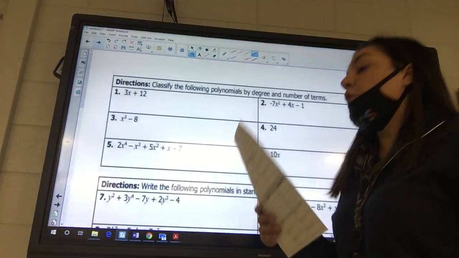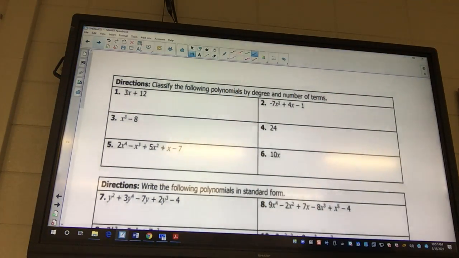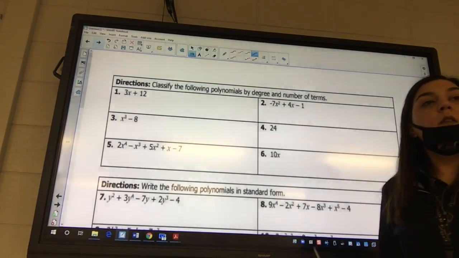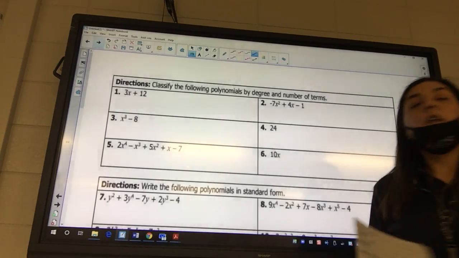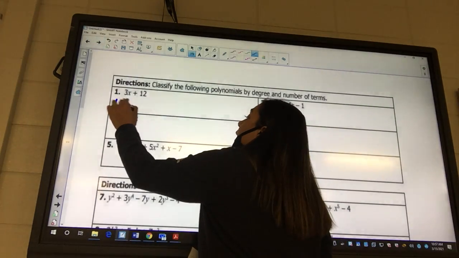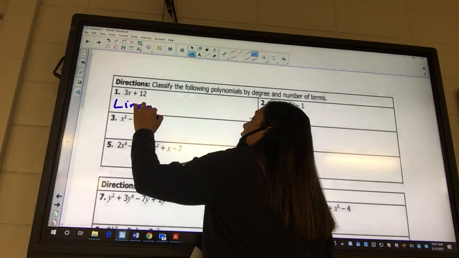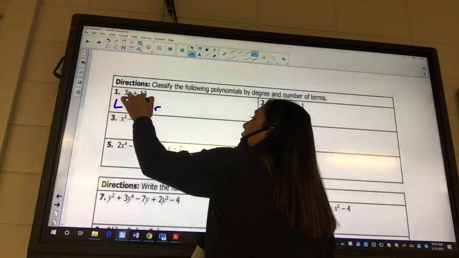So what's the highest exponent? 1. So it's going to be a what? You've got to flip back and forth. Constant? No. Linear. Oh, it's going to be linear. How many terms are there? It's a binomial. Linear binomial. There's 1 term, 2 terms.